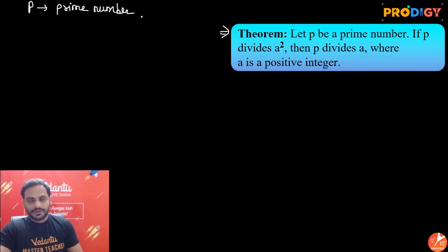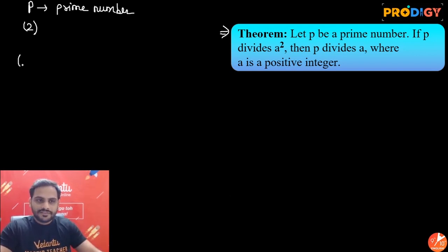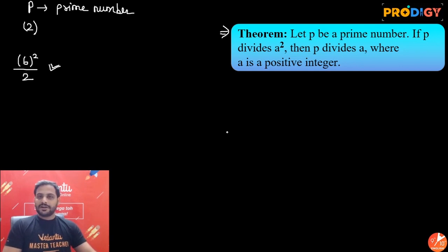P is a prime number. So let's take 2 as an example. Now suppose 2 is dividing some number's square. Let's say 2 is dividing 6 square. Is 6 square divisible by 2? Yes sir, 6 square is 36, and 36 divided by 2 is 18.